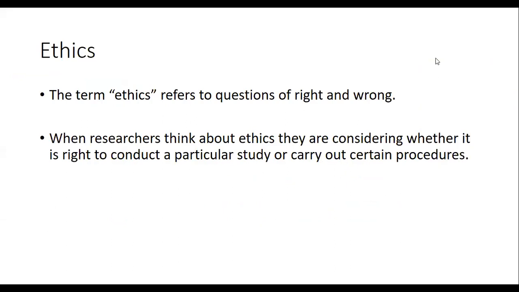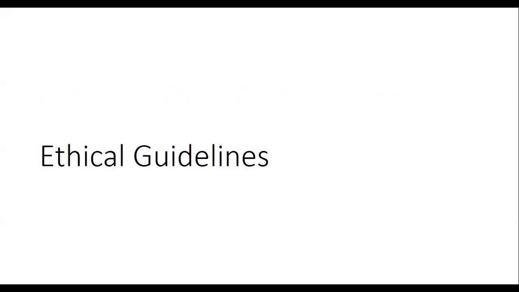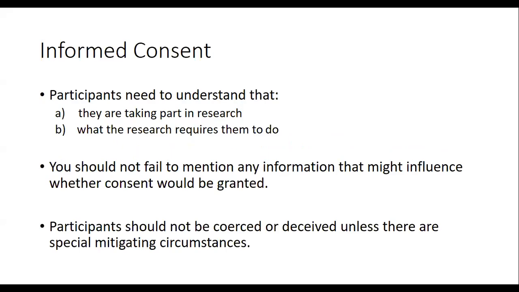Now, in any discipline, there are ethics. Research ethics simply refers to questions of right and wrong. What is right? What is wrong in research? So when researchers think about ethics, they are considering whether it is right to conduct a particular study or whether it is appropriate to carry out certain procedures. Now, there are certain guidelines which are universally accepted for research ethics. Mainly, there are about 4 or 5 pillars of this.